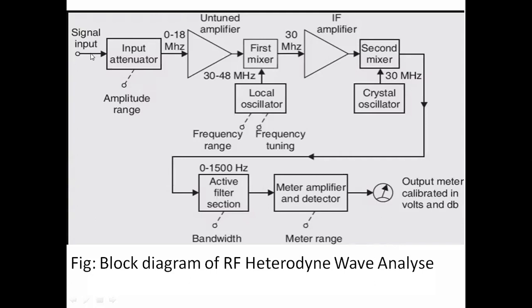To represent that signal in terms of decibels, we have to calibrate this analog meter in terms of decibels, and we can also represent the signal in terms of voltage by using this voltmeter. So we can read the signal in terms of voltage and also decibels. In such a way this meter will be calibrated.